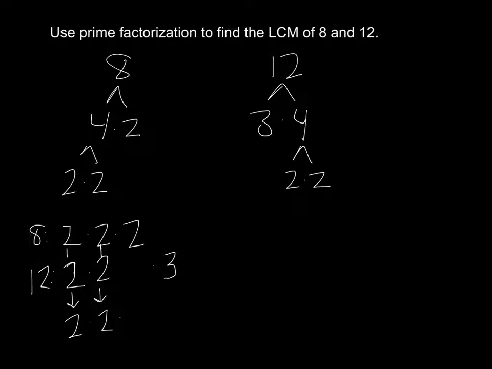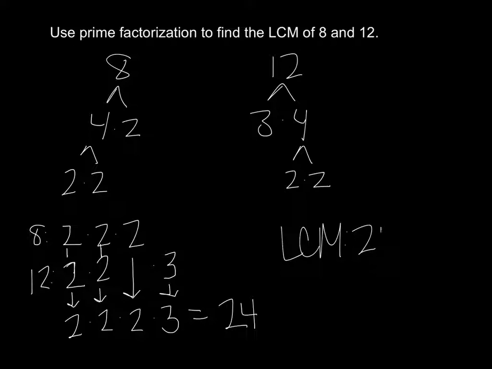2 by 2 by 3. So 2 times 2 is 4, 4 times 2 is 8, 8 times 3 is 24. So our least common multiple is 24.